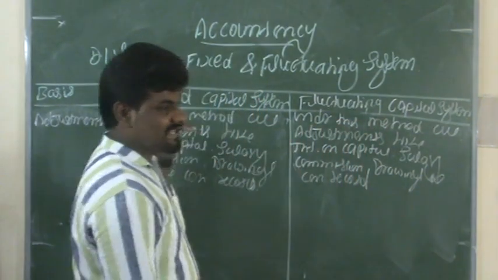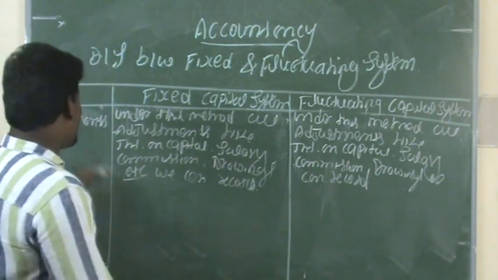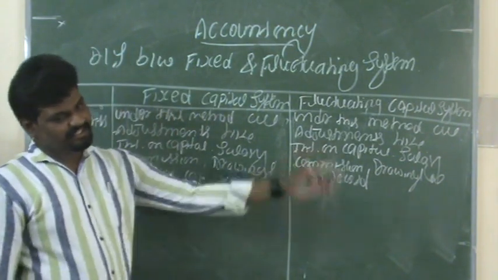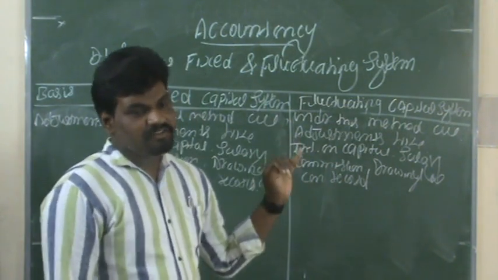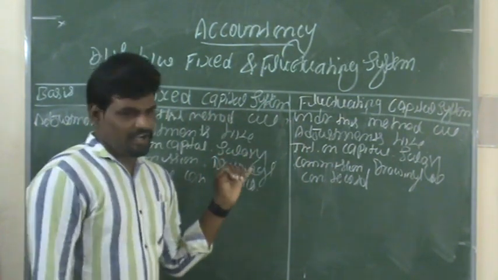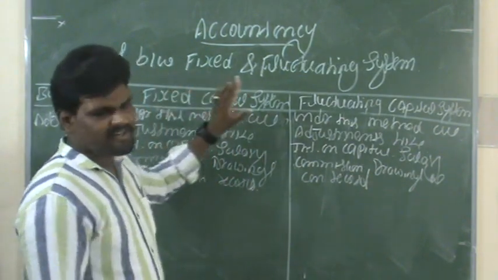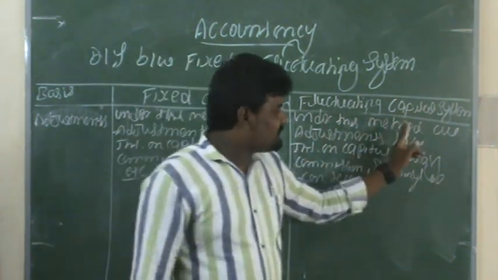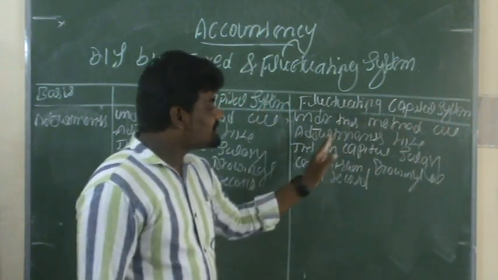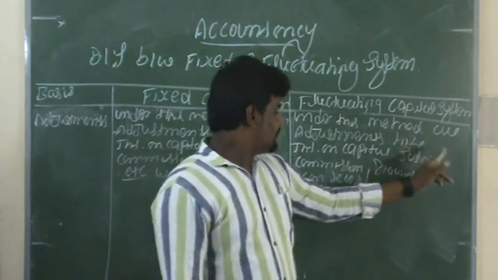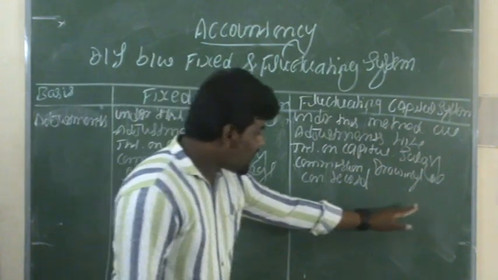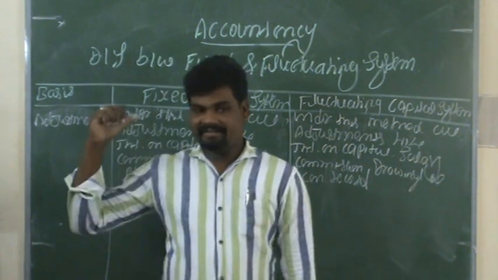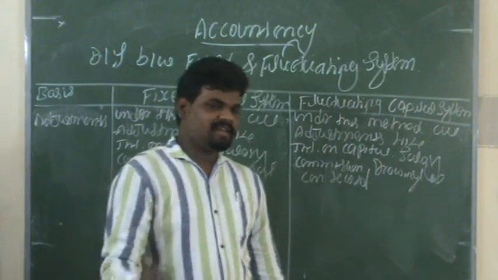So come back here once again, the second difference is related to adjustments. Under the fixed capital system, all the adjustments such as interest on capital, salary, commission, drawings, these kinds of transactions we can record under the fixed capital system. And the same thing under the fluctuating capital system, under this method, all adjustments like interest on capital, salary, commission, drawings, so all the transactions we can record under the fluctuating capital system. This is the second difference between fixed and fluctuating capital system.